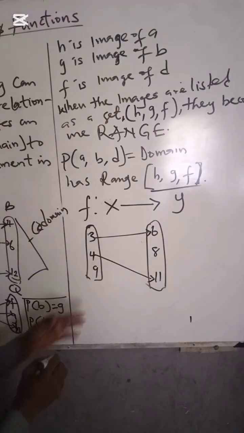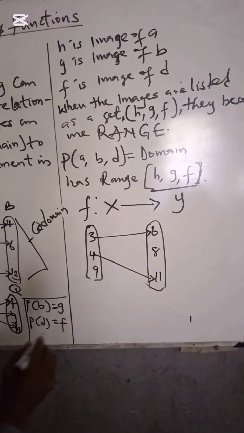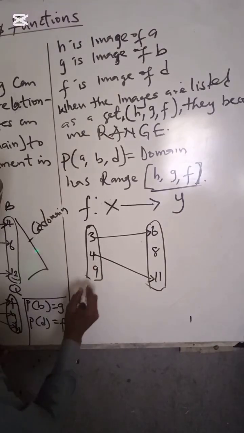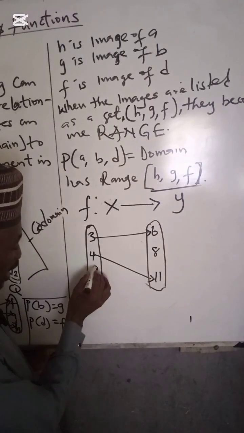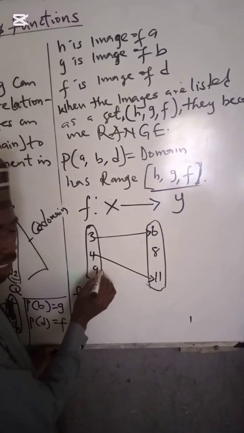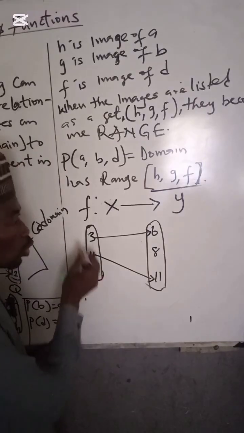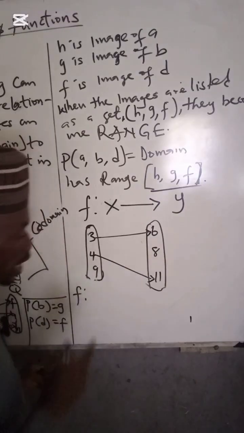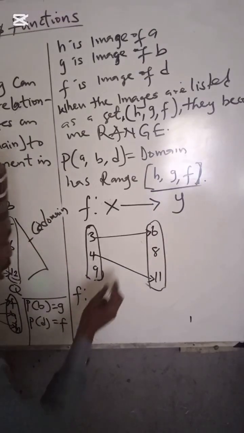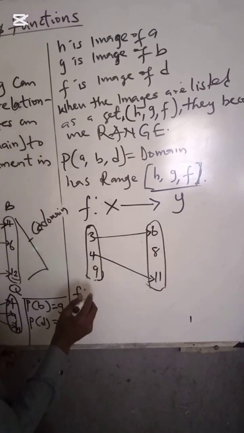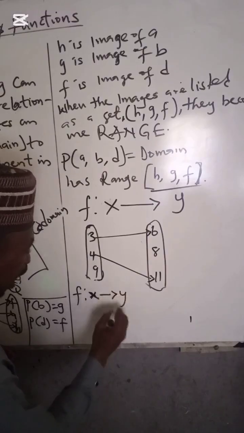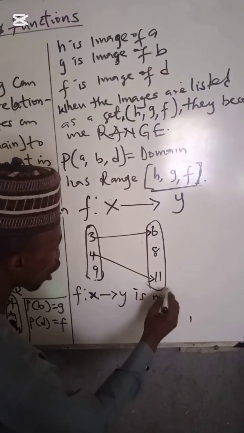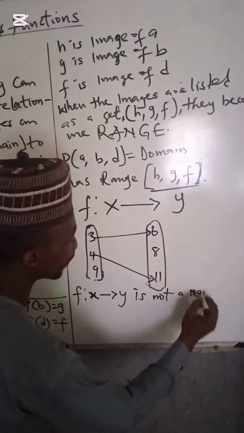And we are asked, look at this. You can see that there is an element here in our domain which has no image. It has no image. Now we can say F of X to Y is not a mapping.